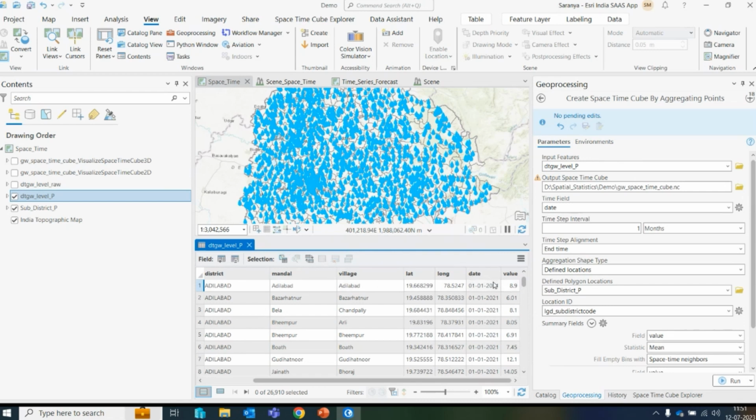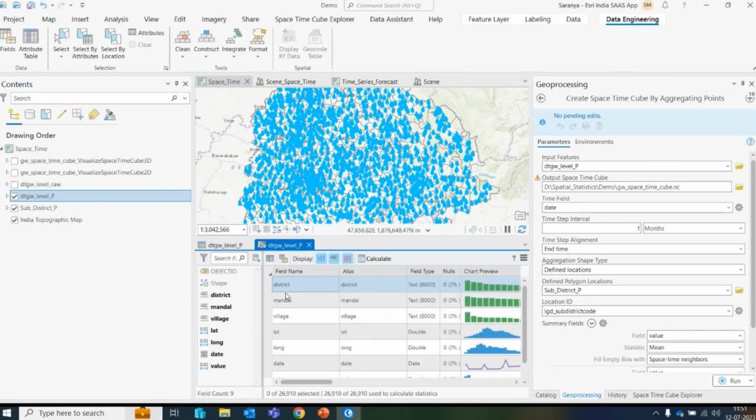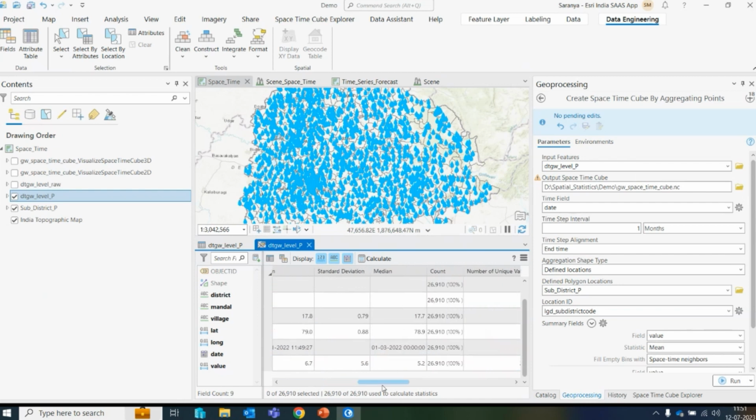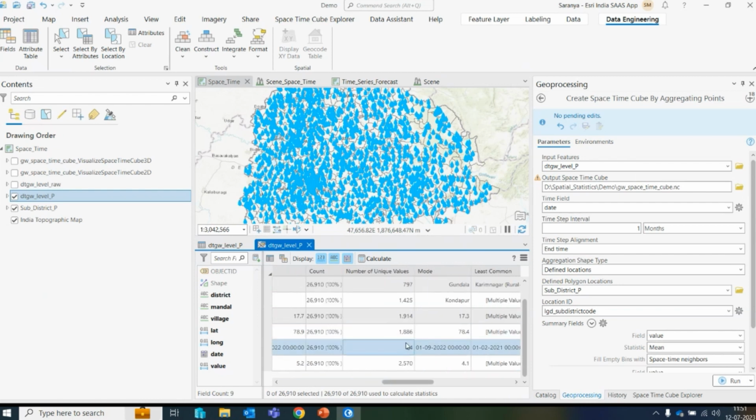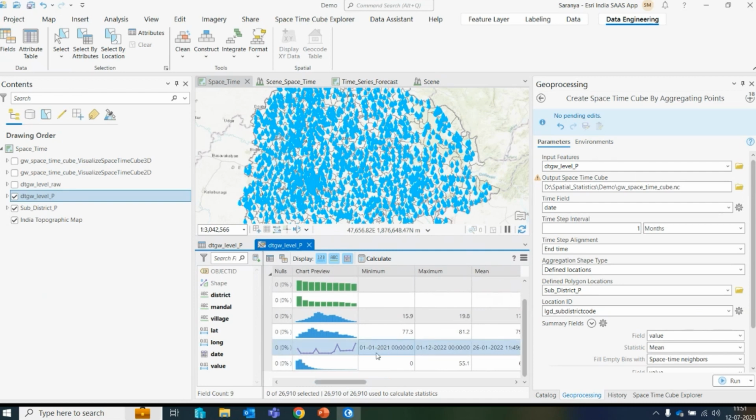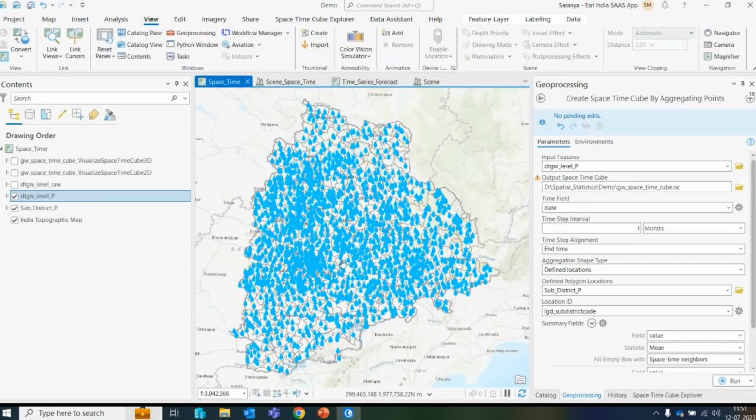You can see that each of these values also has a date associated with it, which means that if I look at the data engineering and do a calculation in the date field, I can see I have at least 24 unique values, which means that I have 24 months' worth of data in this particular data set. It is from January 1st, 2021 to December 2022. So that is 24 months of data for you. When I look at the data, I'm not able to interpret it that much, right? This is where space-time cubes can help.